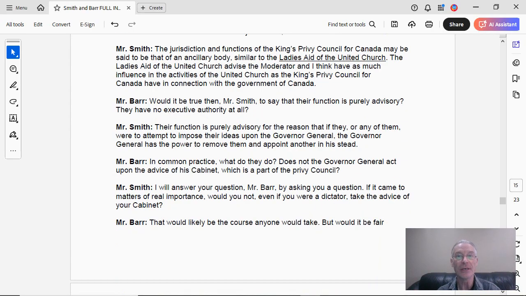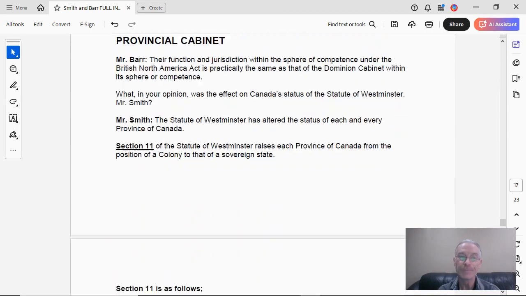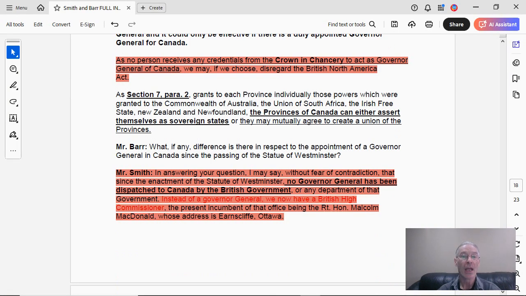The illusion of freedom in a system of control, ladies and gentlemen. As no person receives any credentials from the Crown and Chancery to act as Governor General of Canada, we may, if we choose, disregard the British North America Act. Now, that being said, we could already disregard it because its enacting clause was repealed in 1893. And it was never a Canadian document. It was always a British document. That's why we have never had the authority to revise it, because it's not ours.